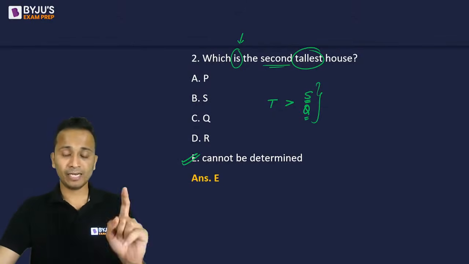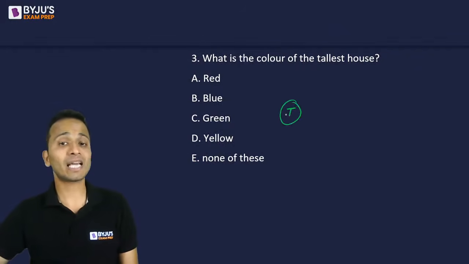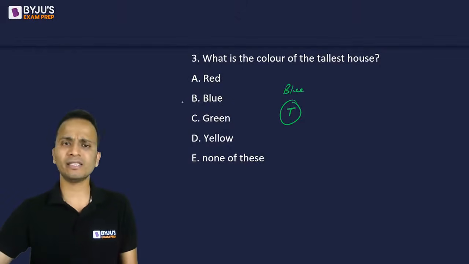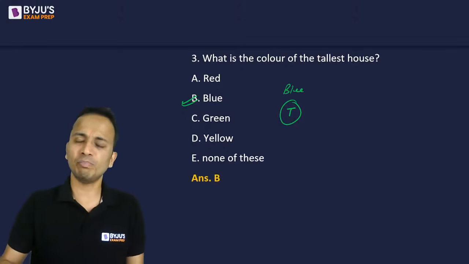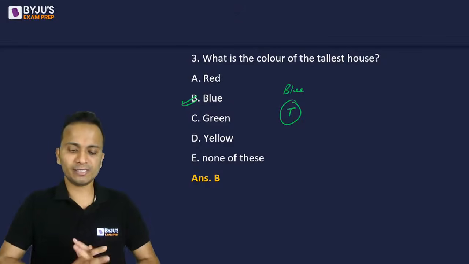All right. Next question, question number 3. What is the color of the tallest house? Now, the tallest house was T and the color of T was blue. Okay, we have determined this towards the end. So the correct answer will be option B, that is blue. All right. So these were the 3 questions based on this set.